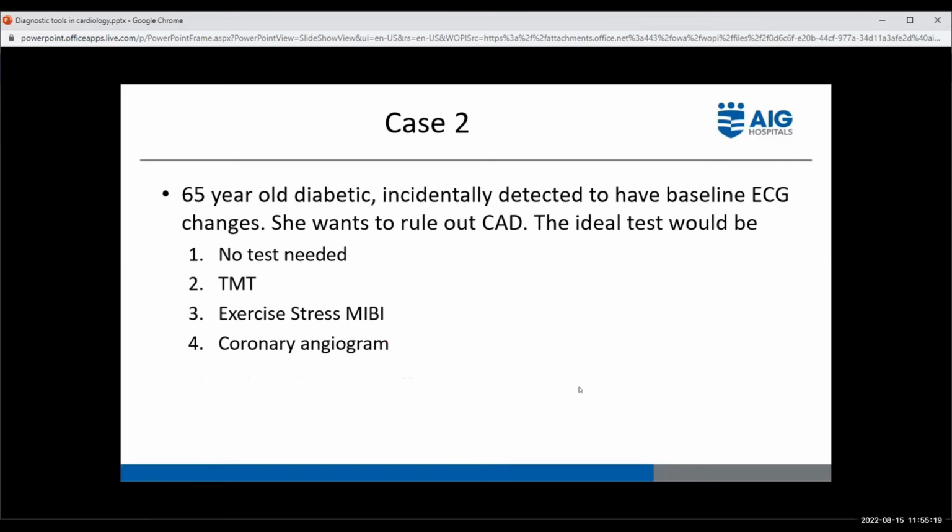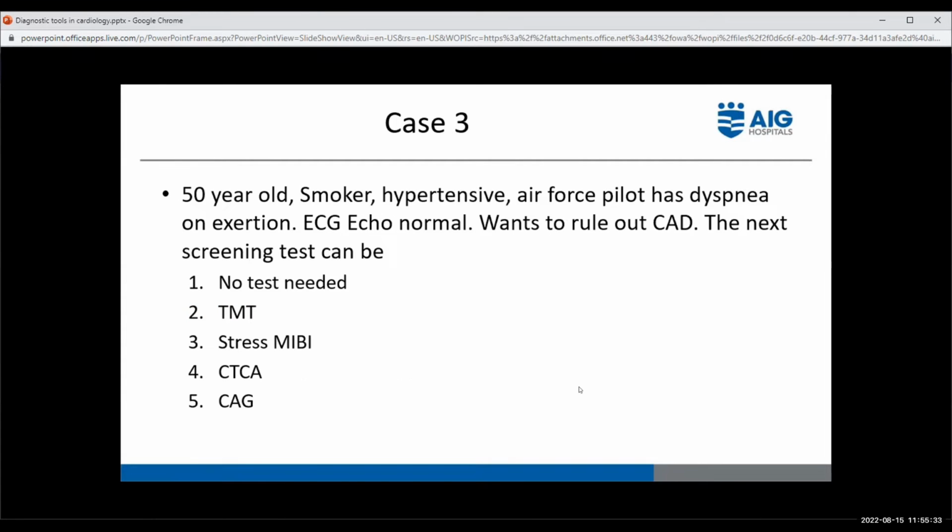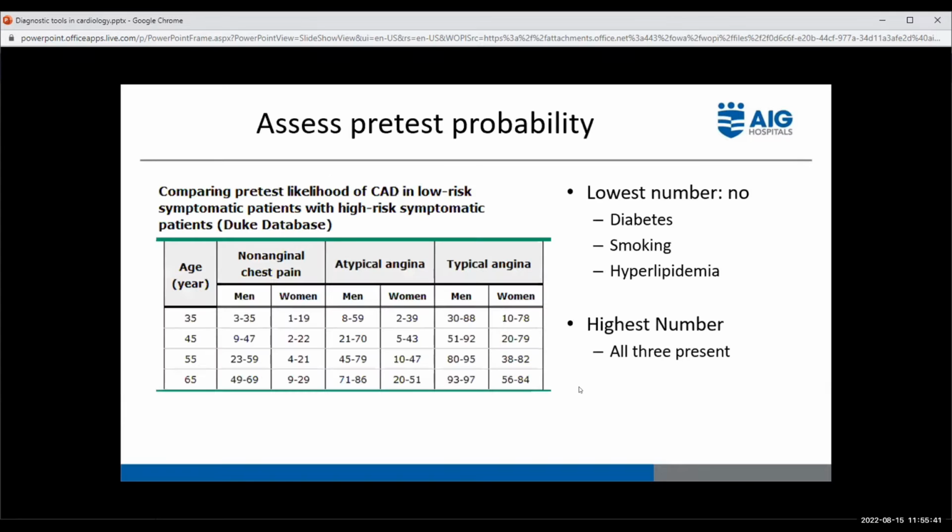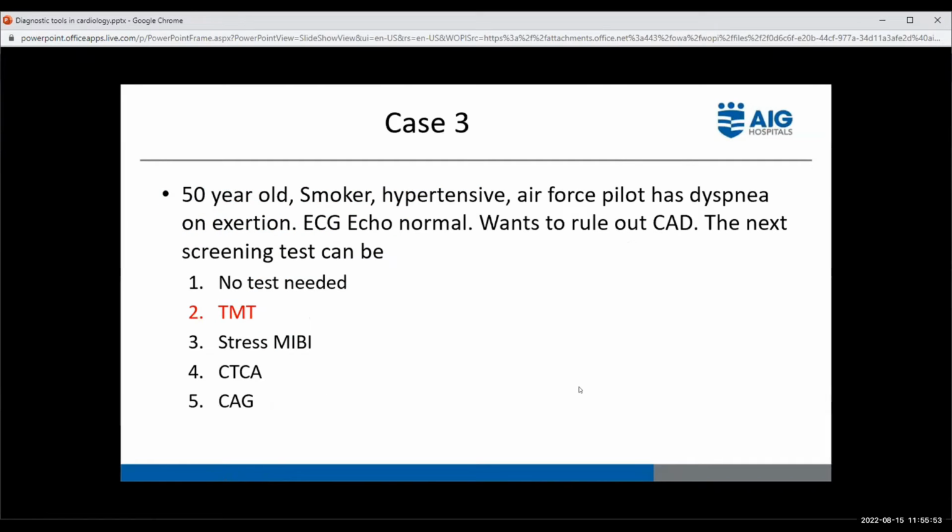In case 2, a 65-year-old diabetic with incidentally detected baseline changes, to rule out CAD, the ideal test would be the stress SPECT, exercise test SPECT. In case 3, the patient is a smoker, hypertensive, and Air Force pilot with dyspnea on exertion, and ECG and echo are normal. So you have to assess the pretest probability as before, and if the patient comes to this range, TMT is the option.